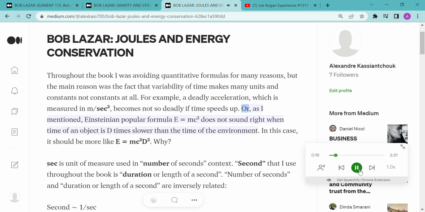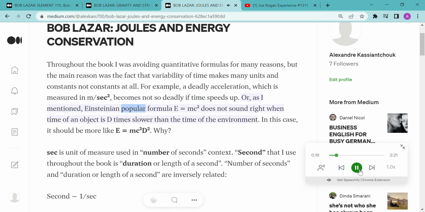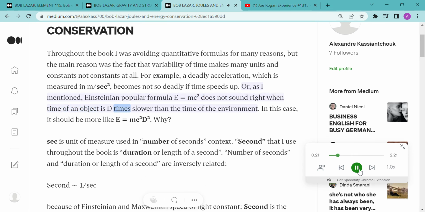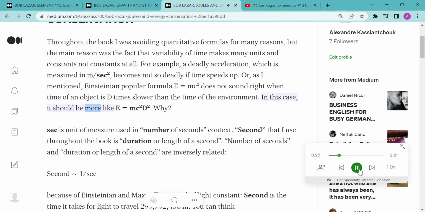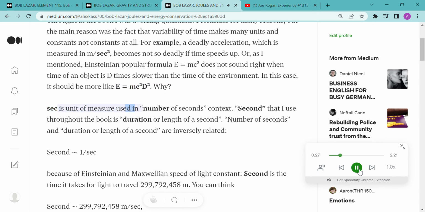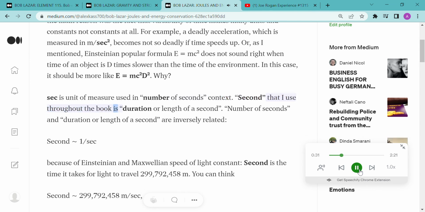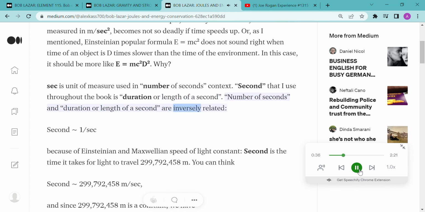Or, as I mentioned, Einsteinian popular formula E equals mc squared does not sound right when time of an object is d times slower than the time of the environment. In this case, it should be more like E equals mc squared d squared. Why? Second is a unit of measure used in number of seconds context. Second that I use throughout the book is duration, or length of a second. Number of seconds and duration or length of a second are inversely related.